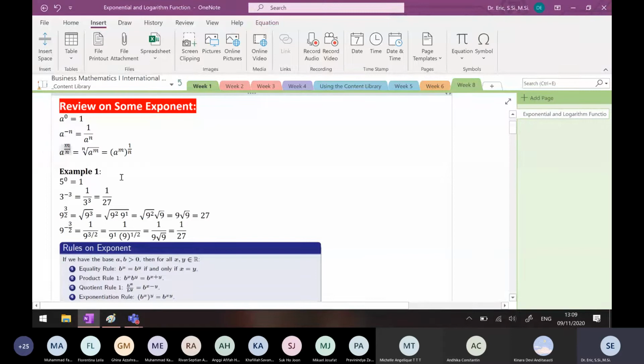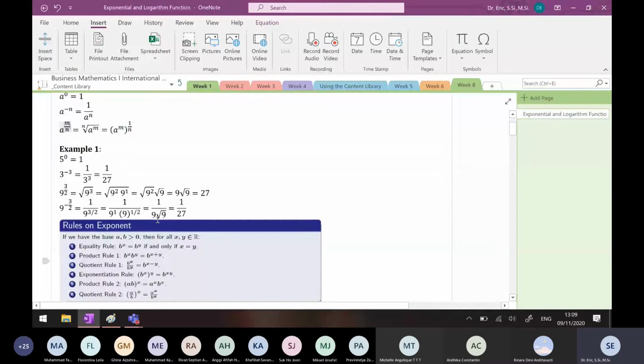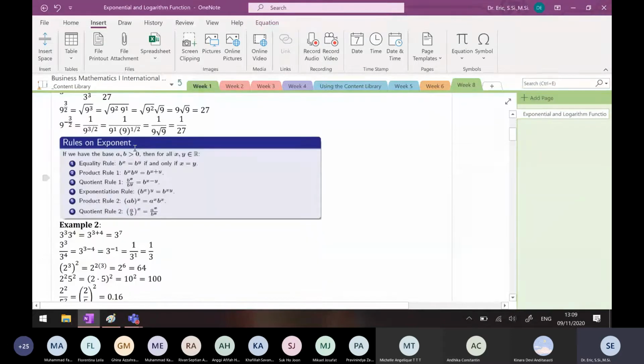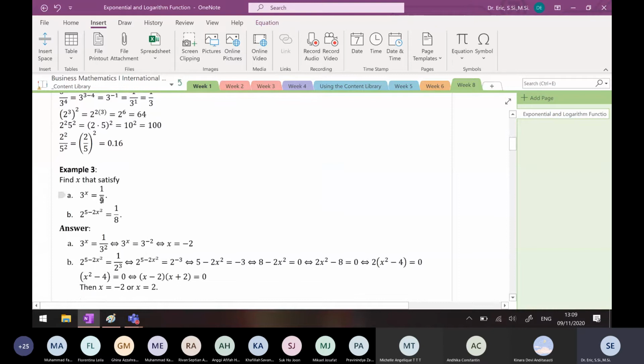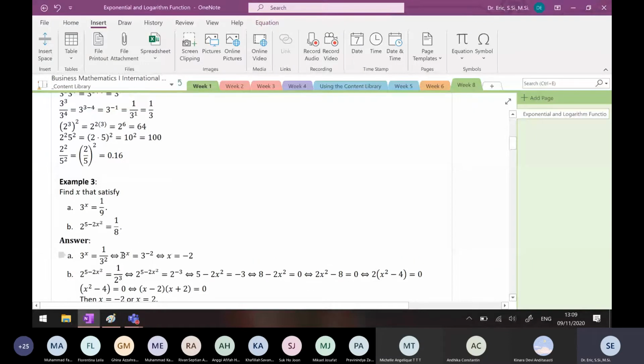And this one also. So I have an example, and this is the rule of exponent. If a and b are positive, then for all x, y in R, there is the equality rule. So if I have 3 to the x equals 1 over 9, I can make this 9 into 3 squared. And 1 over 3 squared is 3 to the power of minus 2. So the base is the same, 3 to the power of x and 3 to the power of minus 2.